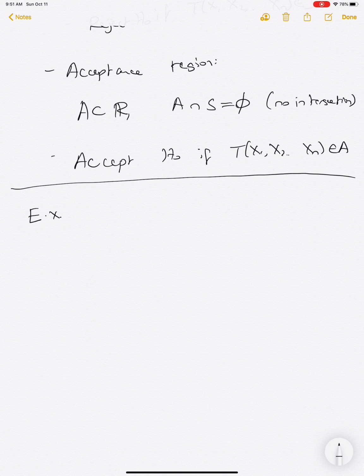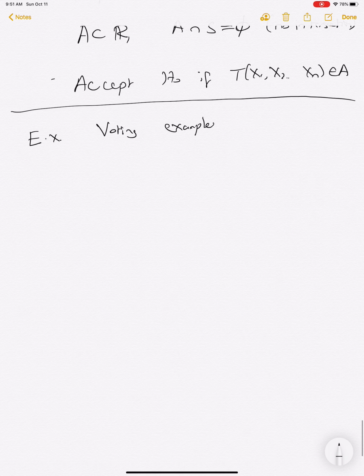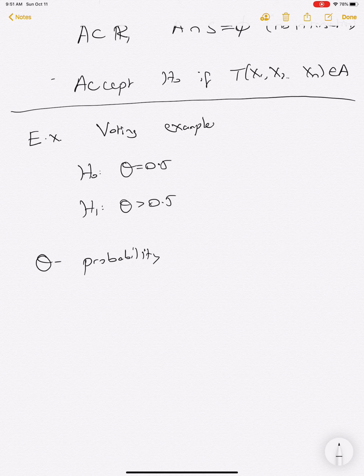Remember that this is our voting example. We're going to start to put things together and say that H naught is theta equals 0.5, and the alternative is theta bigger than 0.5. Remember that theta is the probability you vote Republican.